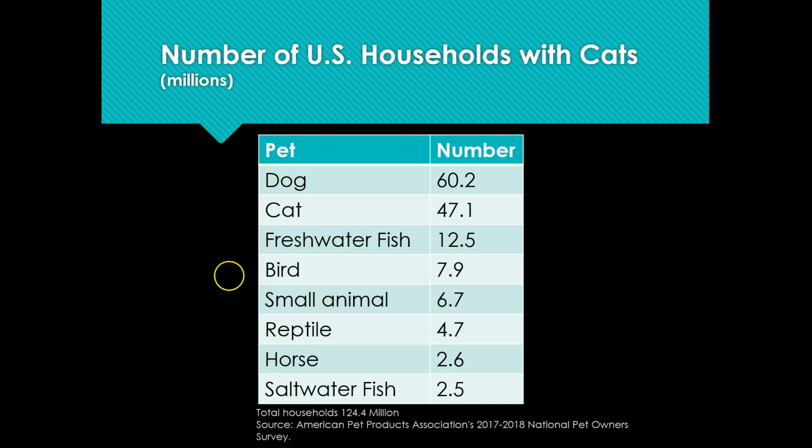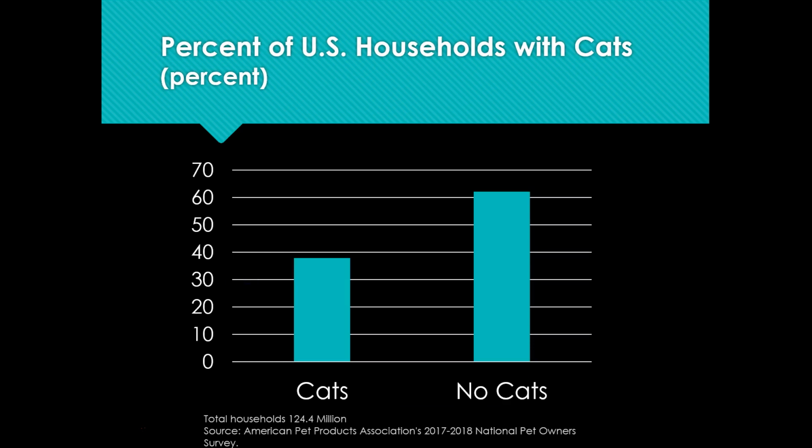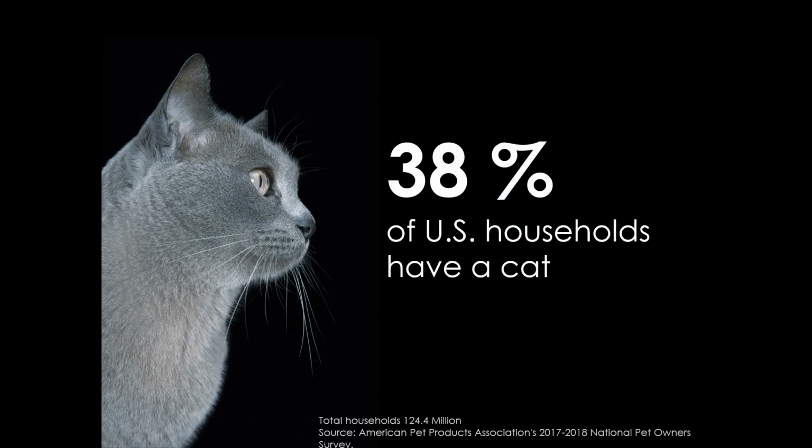So maybe I would want to switch it up a little bit and talk about the percent of US households with cats using a column chart showing households with cats versus households that have no cats. Well, that may not be the best choice if I really want to focus on households with cats, because that looks a little less important. In this case, with only one statistic, maybe just text with a picture is good enough. I don't really need a chart. 38% of US households have a cat. Or if I wanted to round it, I could say nearly 40% or 2 out of 5.